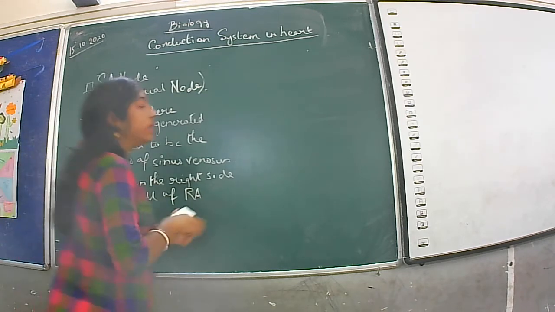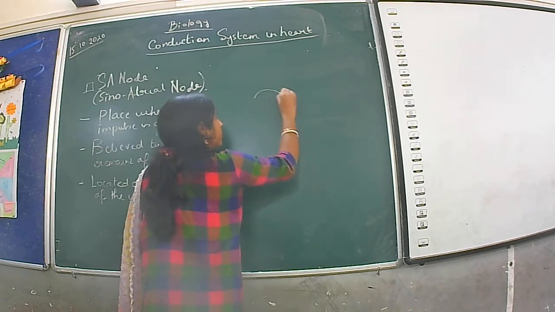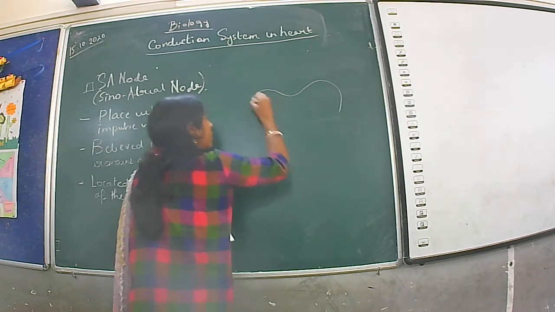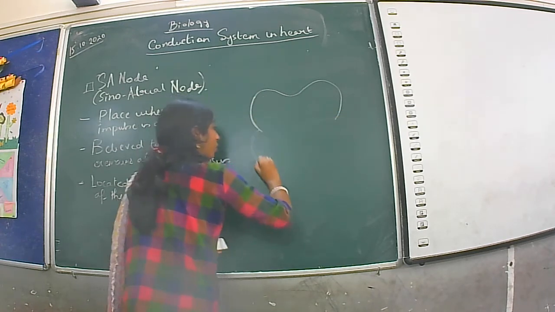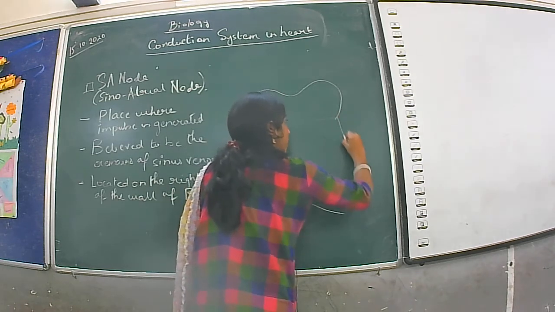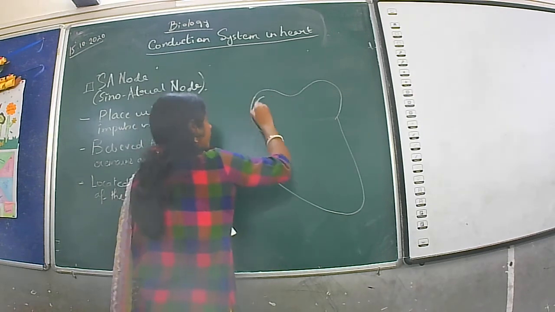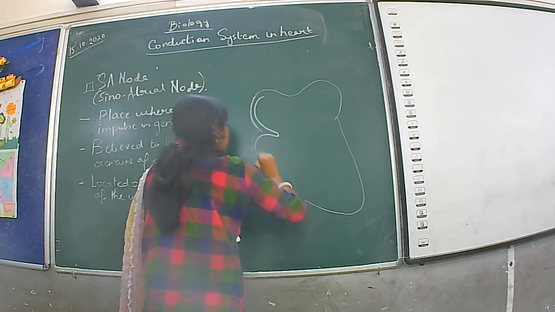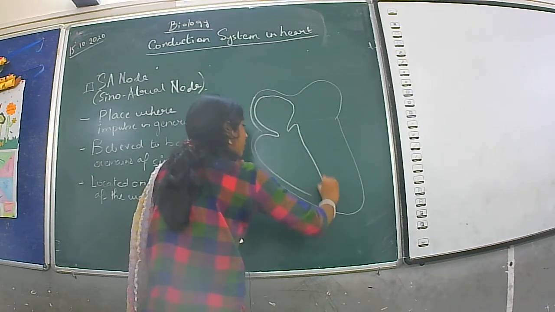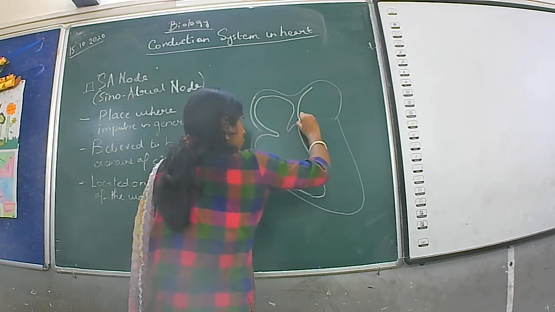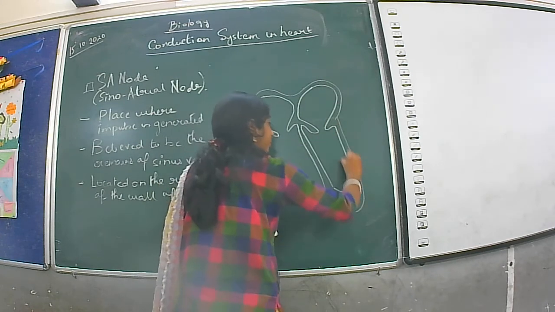Now, let me draw the structure. It will be better for you to understand. So, this is the outline structure of the heart, which I am drawing, tilted slightly towards the left. You know the reason. I have already explained that. Now, these are the valves which I am drawing, and I am showing you the partition of the auricles and ventricles.